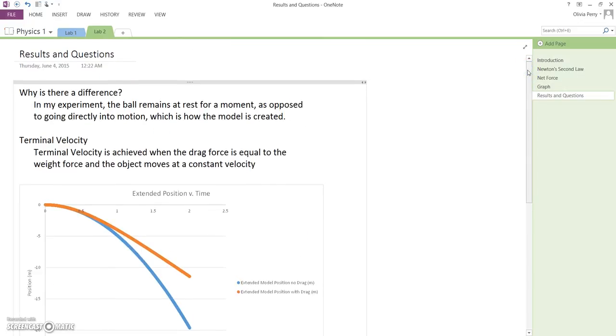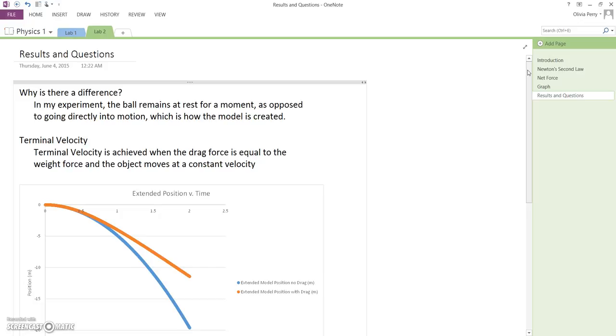The reason I found for the discrepancy is that during my experiment, the ball remains at rest for a little bit, as opposed to the motion starting right then. This is the cause of the difference, since the model is predicting as if the ball were to go into motion right then, whereas in my experiment there is a delay before motion begins.